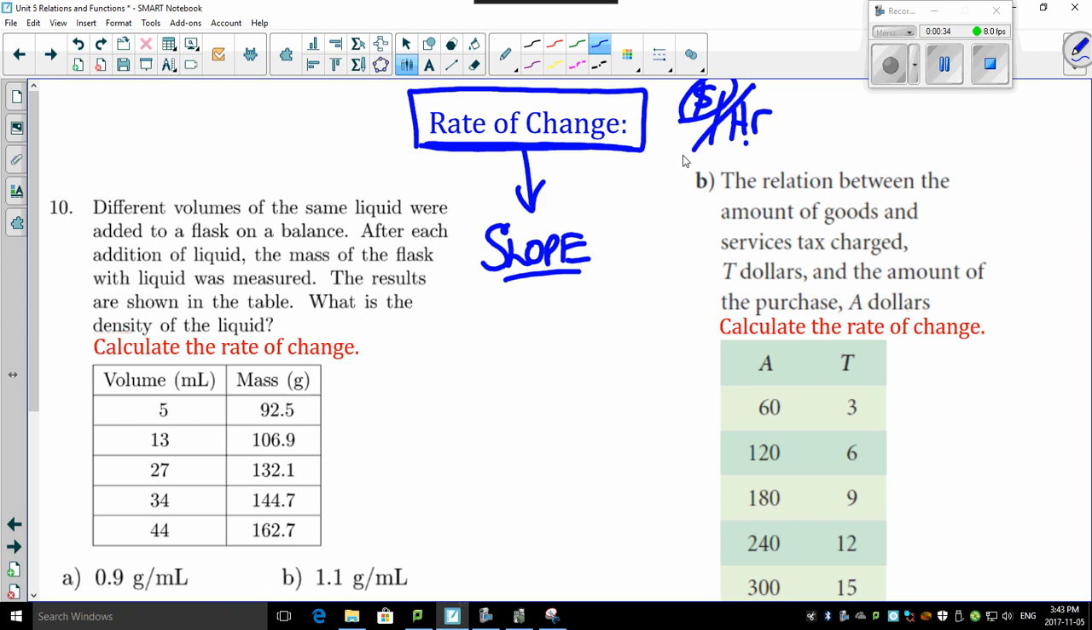So always look for this symbol. That's the rise, that's the run, that's the symbol that tells you you're dealing with rate. That symbol we always call per. Okay? So as soon as something says per, you know and I know we're talking slope. So let's look at a nice little example here.